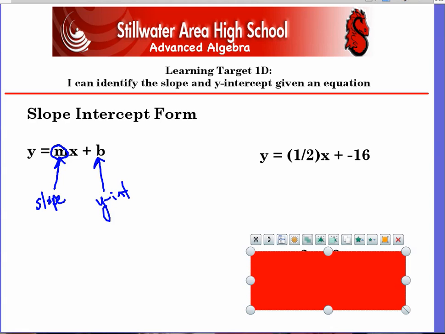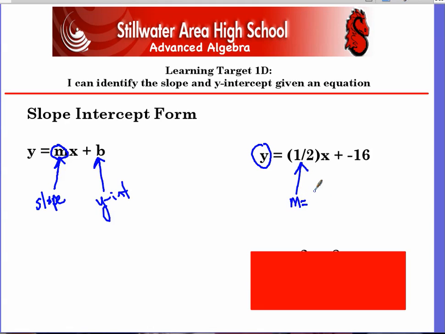y equals negative 1/2 x plus negative 16. The y is isolated on the left side of the equation. Therefore, the coefficient in front of x, or the slope, is negative 1/2. And the constant at the end of the equation is my b, or my y-intercept, negative 16. Remember, the y-intercept is actually a point on the graph with the x value 0 and the y value negative 16.